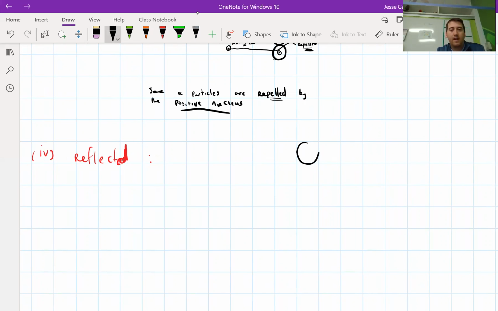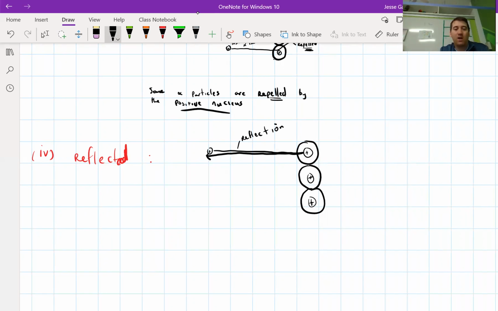Okay, here are again the gold atoms with the positive nucleus in the center. Here is an alpha particle, and it's coming in and hitting the nucleus. So this time it's actually colliding with the nucleus, and it's coming back towards where it came from. This is what we call a reflection. It's different from a deflection. This is a reflection, it comes straight back. So why are some of the alpha particles reflected? Again, it's because they actually collide with the nucleus.